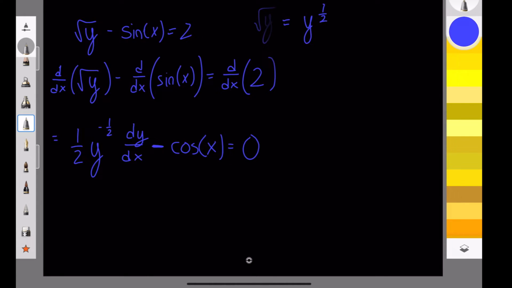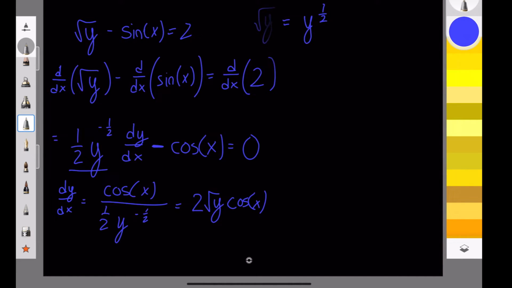All right, and then we solve for dy dx. dy dx is equal to cosine of x. We're moving the cosine to the other side, and then we are dividing both sides by 1/2 of y to the negative 1 over 2. And let's just do some rewriting to make it nice and pretty, and that gives us 2 square root of y cosine of x. All right, very nice. So that's the answer that we got this way.